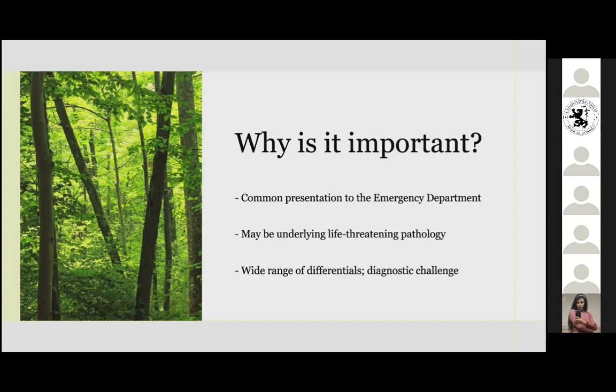So why is it an important topic? Well, it's a common presentation to the emergency department, and as we'll go on to find out in the next few slides, there may be underlying life-threatening pathology. There's a wide range of differentials, and this presents a diagnostic challenge. But I quite enjoy seeing these patients because it does make you think, and you have to go through different systems, and your interpretation of the history, the exam, and ordering investigations takes a bit more brain power than a lot of other presentations.